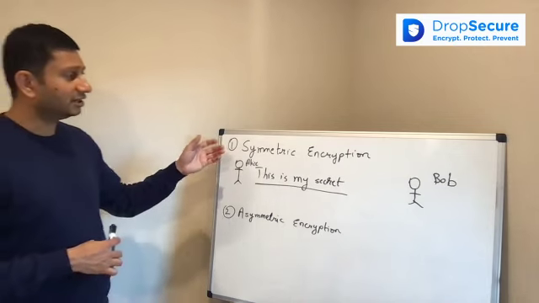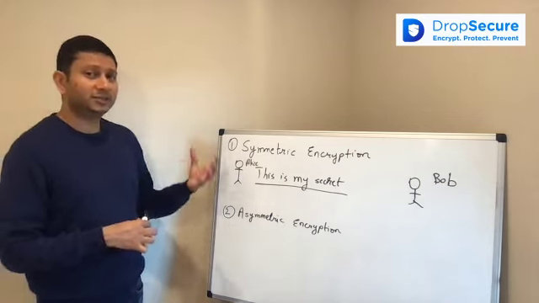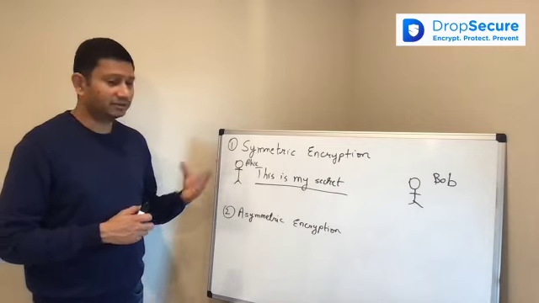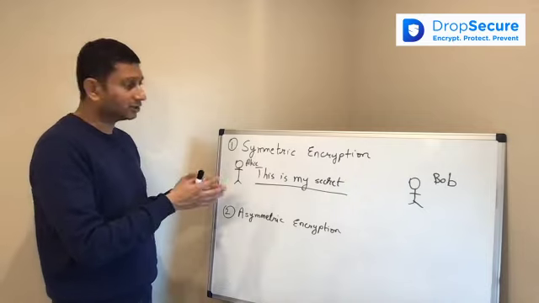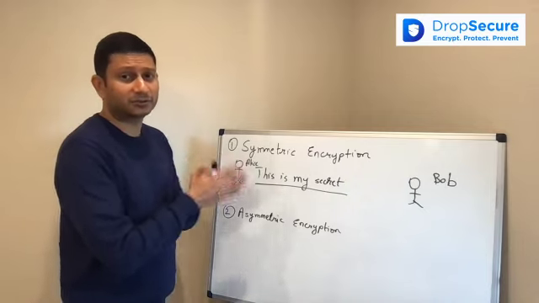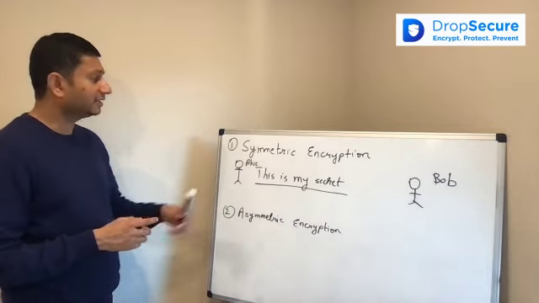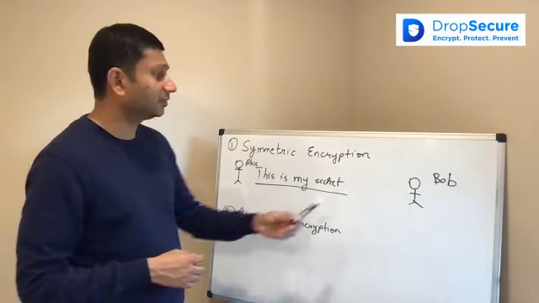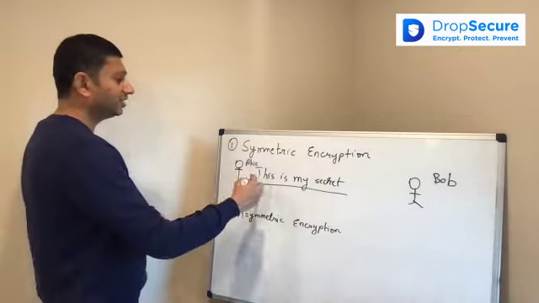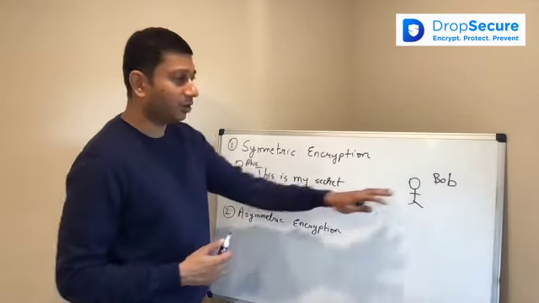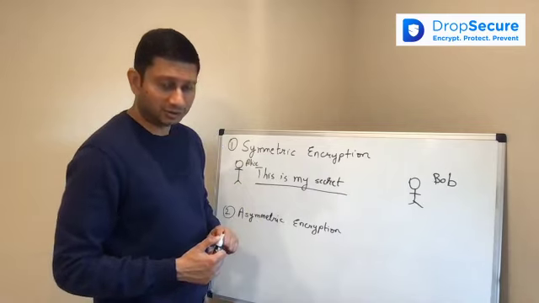To begin with, symmetric encryption is probably a little bit easier to understand. As the name suggests, in symmetric encryption, the same key is used to encrypt and the same key is used to decrypt the data as well. So let's take an example. Let's say Alice wants to send an encrypted message to Bob. Her message is, "This is my secret." And she wants to send it to Bob so that only Bob can decrypt this information.